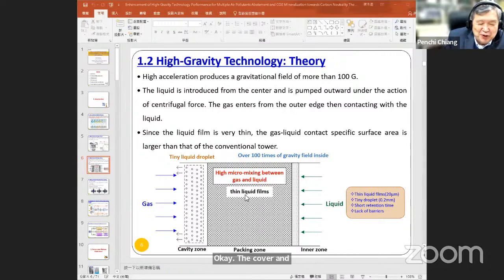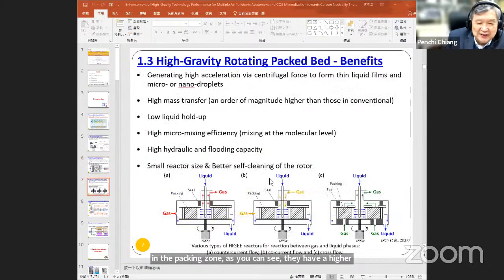For chemical engineering, they might be interested in the mass transfer and heat transfer, and for the mechanical and civil engineering, they are looking at the fluid mechanics. So those are the fundamentals related to the high gravity technology shown here. This is in the reactors, this is in the packing zone. As you can see, they have a higher micro mixing between the gas and the liquid in this zone. The high Gs have different operation modes as indicated in this diagram.